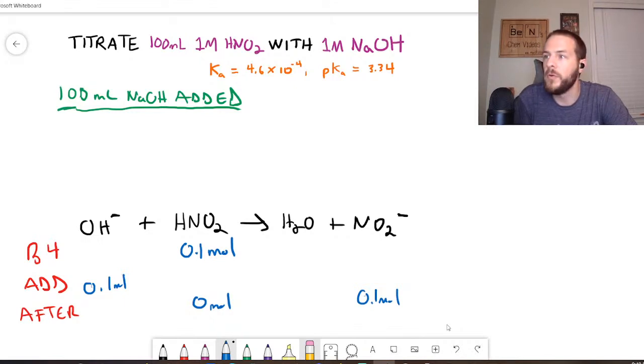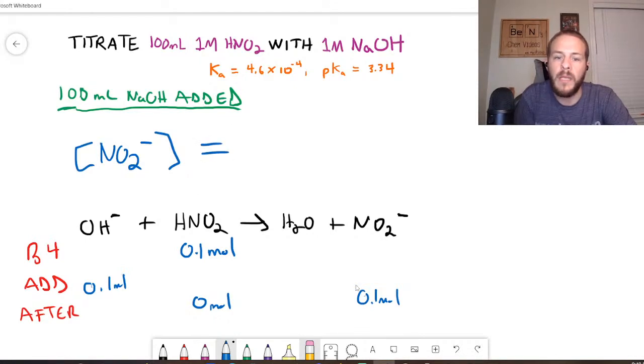Now, I know that was a mouthful, but one thing that we need to understand here is that the concentration of NO2 minus is going to be equal to the amount of it divided by the total volume. So the amount of it we just figured out, 0.1 moles. But what's the total volume?